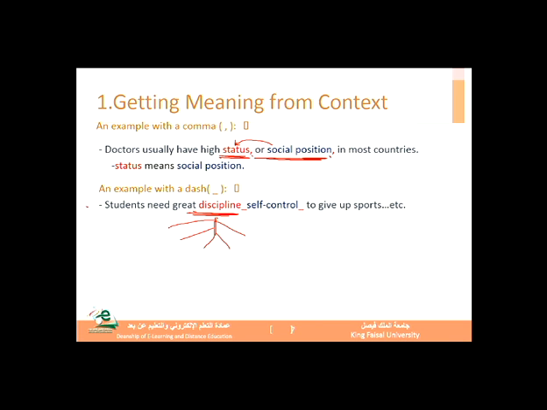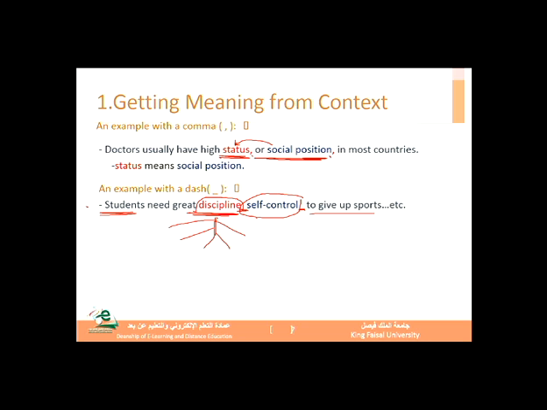All right? Another meaning is presented here. Students need great discipline to give up sports and study harder, for example. Well, the context now, more or less, tells us that this has to be a personal trait, a personal character. Students need that to study hard. Another important cue that we have here, we have dashes, all right? So basically the word discipline means self-control, as simple as that.